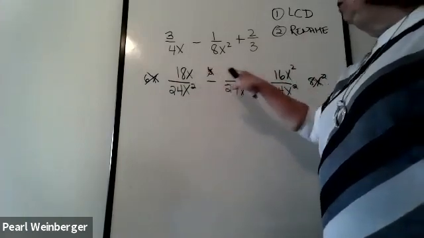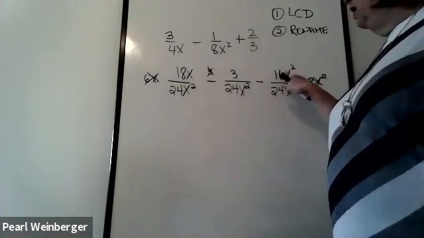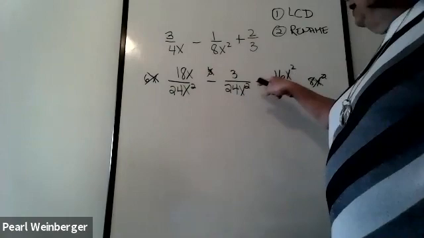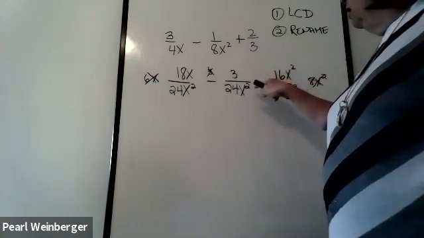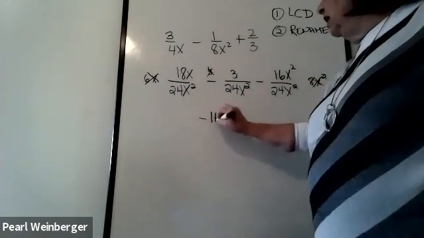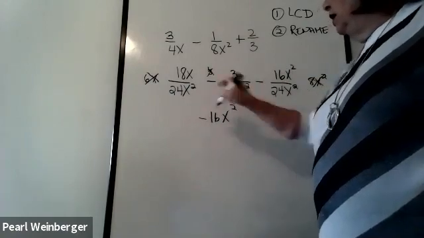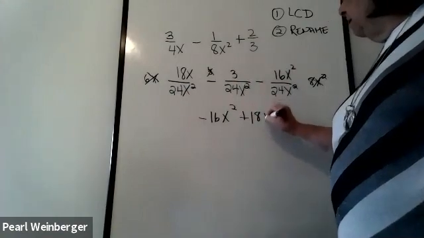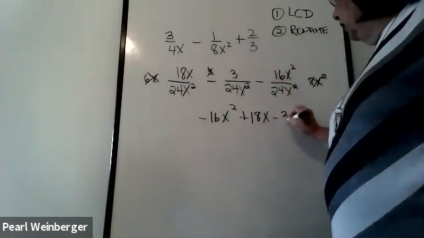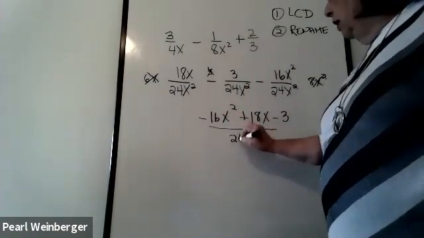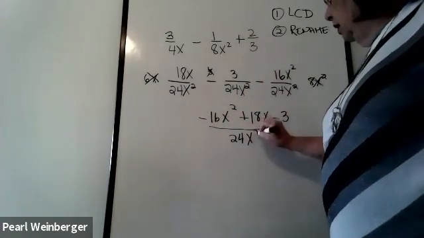I'm going to rewrite my numerator in descending order. The first thing is going to be a negative 16x squared. Then there's going to be a plus 18x and a minus 3. And that's all over 24x squared.